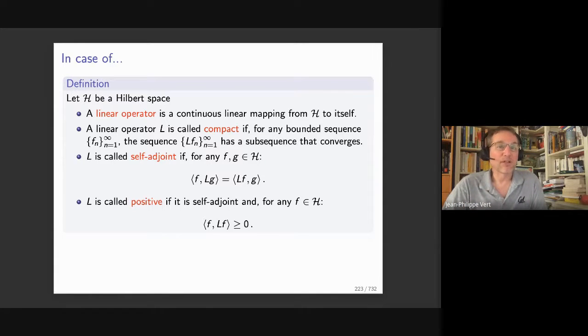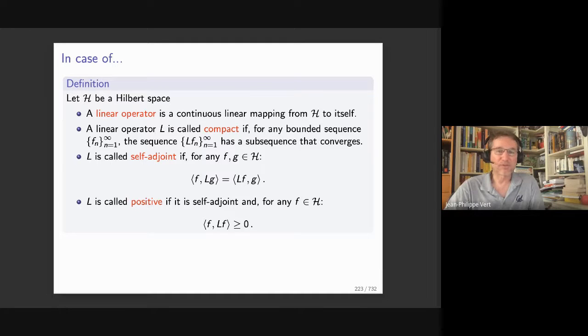When you have a linear operator, we say that it's compact. This notion is specific to operators because all matrices are compact in finite dimension. But in infinite dimension, we say that the operator is compact if and only if for any bounded sequence f_n in capital H, when you look at their images, it's also compact in the sense that it has a subsequence that converges.